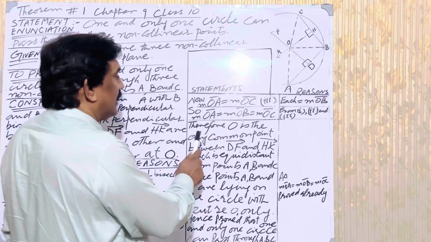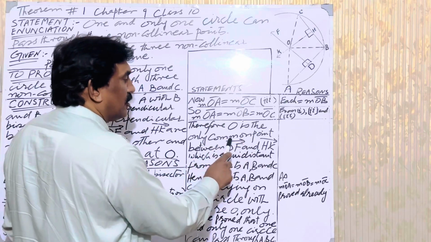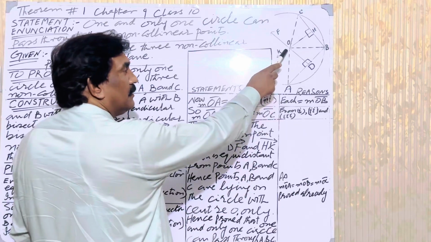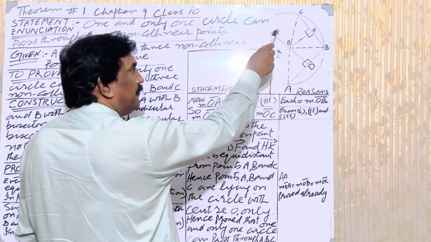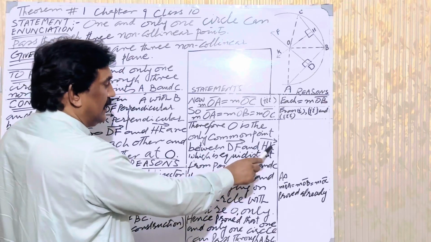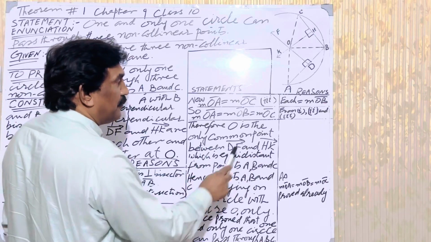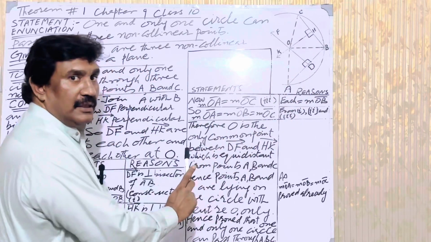So that is why I have written, therefore O is the only common point between DF and HK, which is equidistant from points A, B and C. Here we have proved. Got it or not?